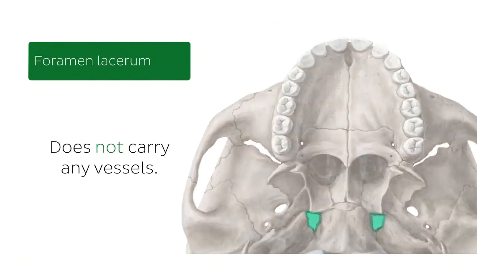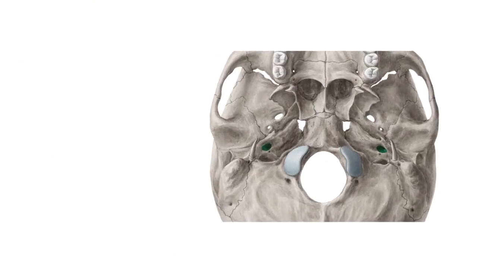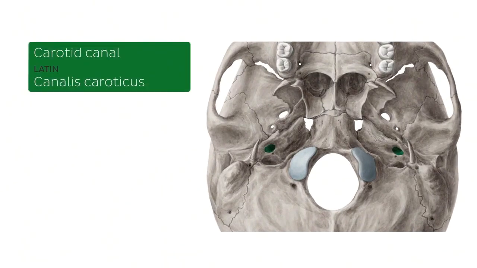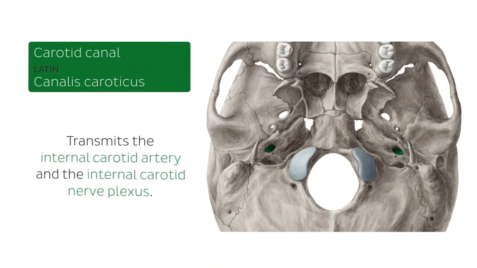Moving on from foramina, we're going to talk about a few canals now, and we're looking at the carotid canal. Found on the petrous portion of the temporal bone, this is where the internal carotid arteries and the internal carotid nerve plexus will pass through. And note that the internal carotid plexus contains the sympathetic nerve fibers.